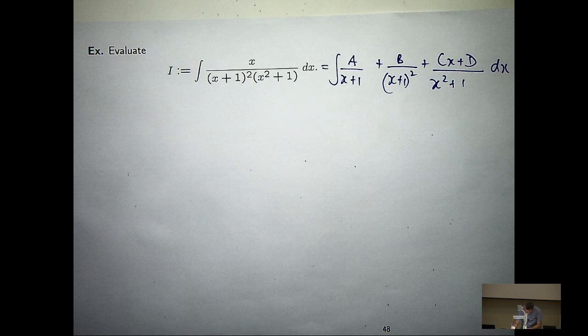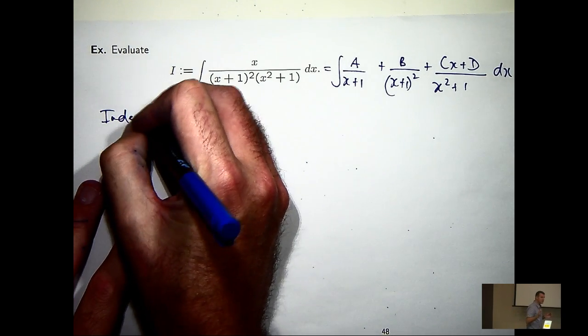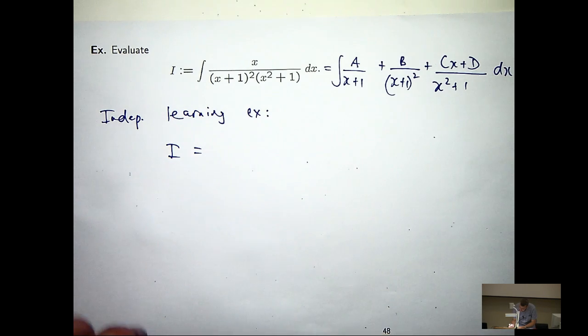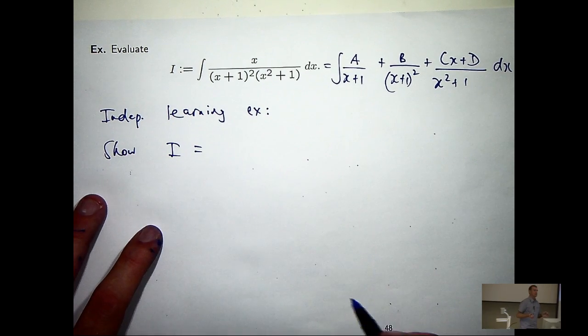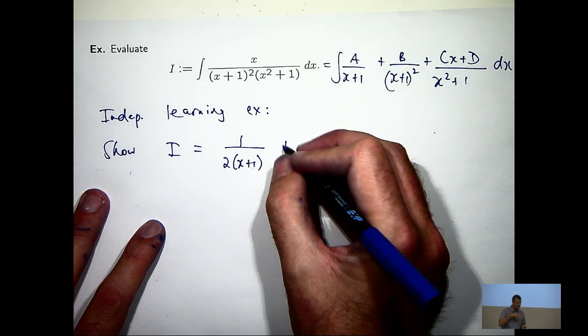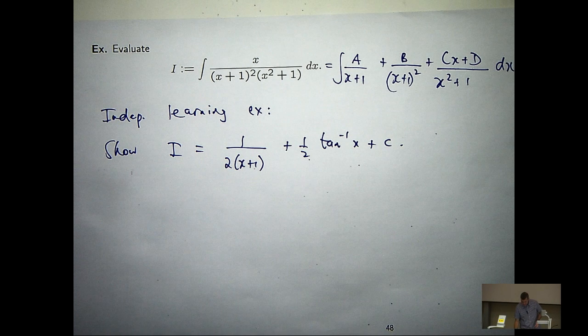So we've got to get 4 constants, A, B, C, and D. Okay, well, I'm going to leave this as an exercise. So let me just write down what the integral actually is. Okay, so have a go at it.